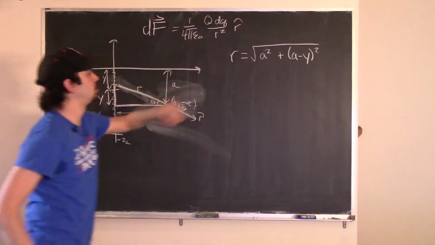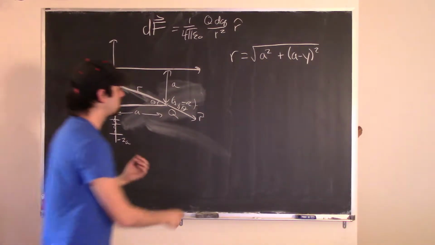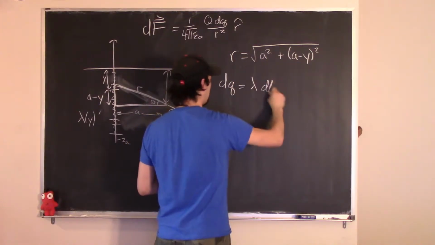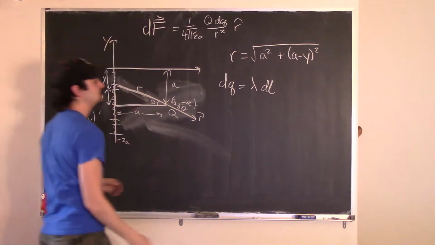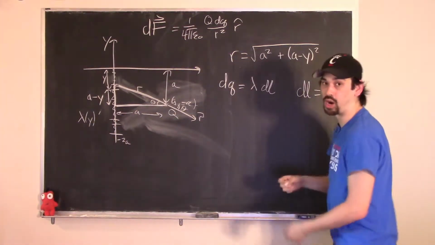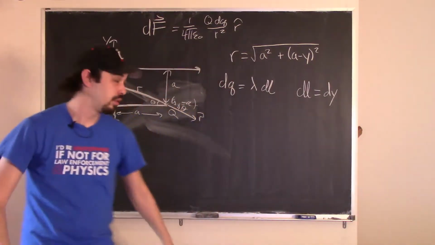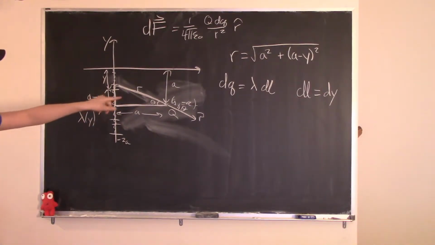So we've already determined what r is, and while we're at it, let's go ahead and write down what dq is. In general, dq is going to be lambda dl. We see that our charge is spread along the y-axis, and so dl is going to be equal to dy, and lambda is some function of y that I gave you. The last thing that we need here is to figure out what r hat is.